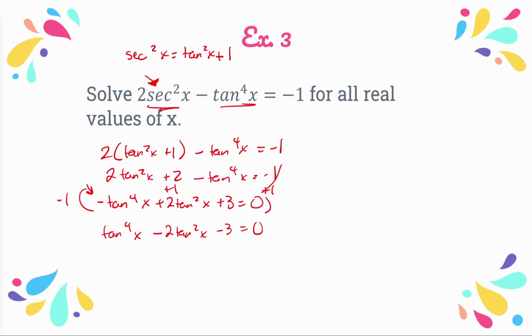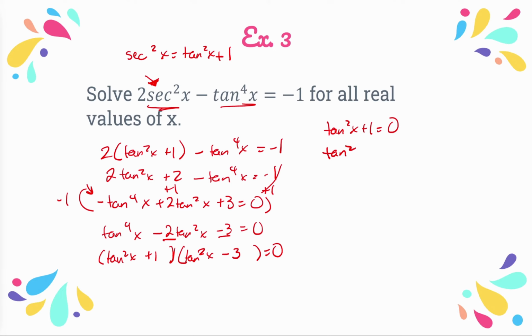This is factorable. We're going to factor this into tangent squared x and tangent squared x. We're looking for two numbers that multiply to negative 3. It's going to be a negative 3 and a plus 1. Adds to negative 2. So tangent squared x plus 1 equals 0. Tangent squared, I can't write.